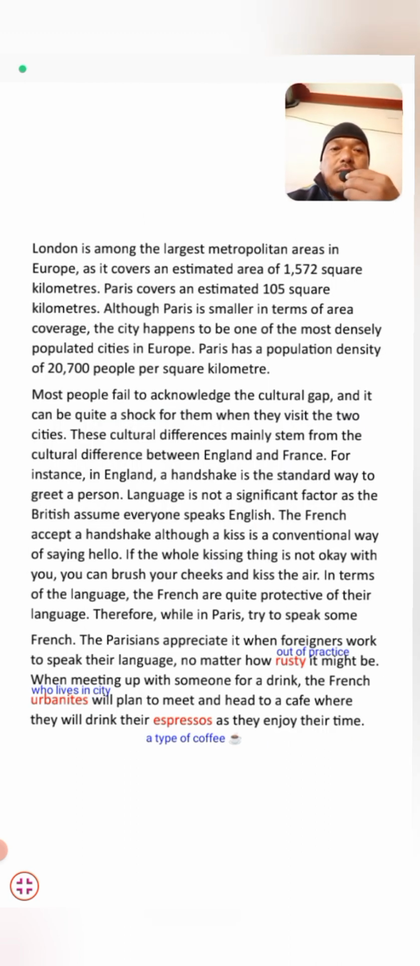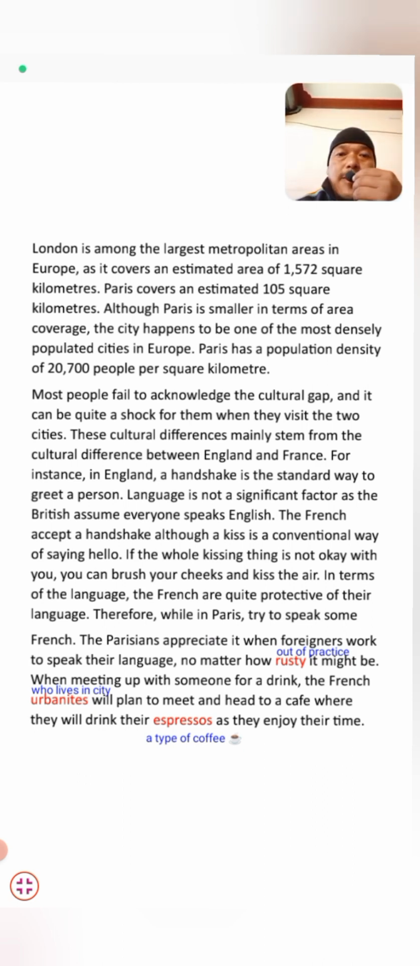London is amongst the largest metropolitan areas in Europe, as it covers an estimated area of 1,572 square kilometers. London is one of the largest and most popular metropolitan cities in Europe, with its area estimated at about 1,572 square kilometers. Paris covers an estimated 105 square kilometers, but in comparison to London, Paris has a very low area.